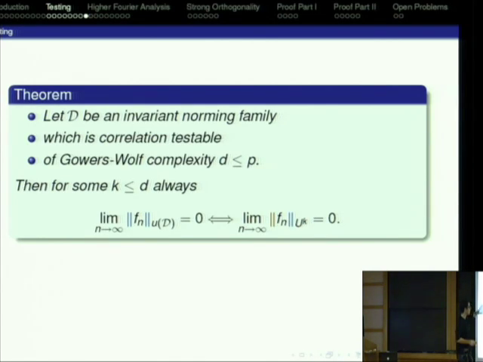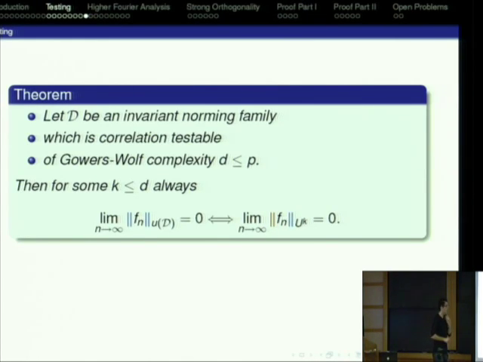But the theorem says that if you have this linear form which is correlation testable, then there exists some constant k, which is at most D, such that your norm is equivalent to the Gowers norm in the following sense. If you have a sequence of functions, their uniformity with respect to D goes to 0 if and only if the same thing happens with the Gowers U^k norm. So asymptotically, you are uniform with respect to family D if and only if you are uniform with respect to the U^k norm. So you cannot do anything other than what Gowers norms give you.